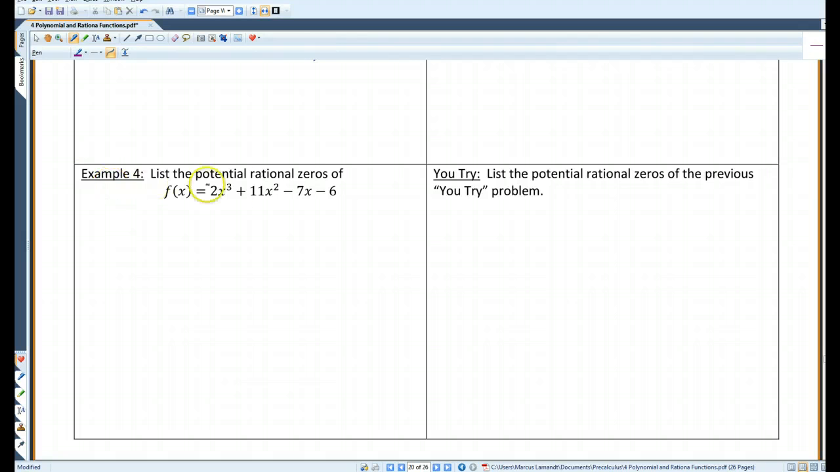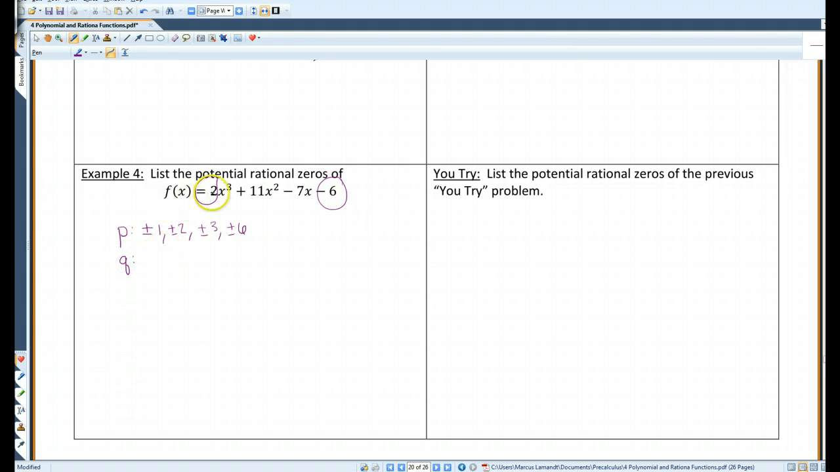Alright, example 4. List the potential rational zeros of this function. What we're going to be doing is looking at this number and this number. Our p is going to be all of the factors of negative 6. So in this case, positive negative 1, positive negative 2, positive negative 3, and positive negative 6.